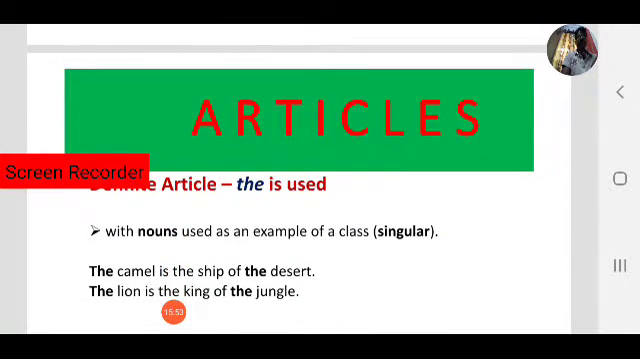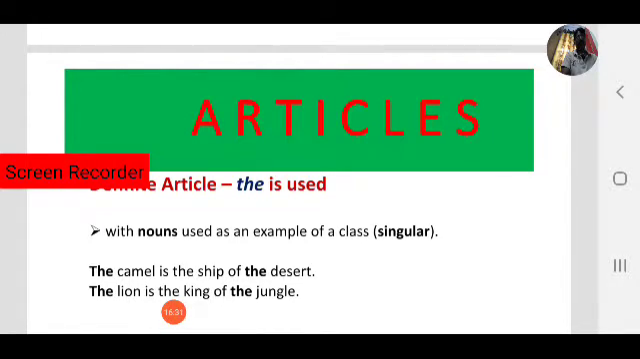Next one: with nouns used as an example of a class. Those nouns we use as one example of a category or class. For example, the camel is the ship of the desert. Here observe, the camel means here a class. Camel means all camels, it symbolizes one class. The desert is a specific name.